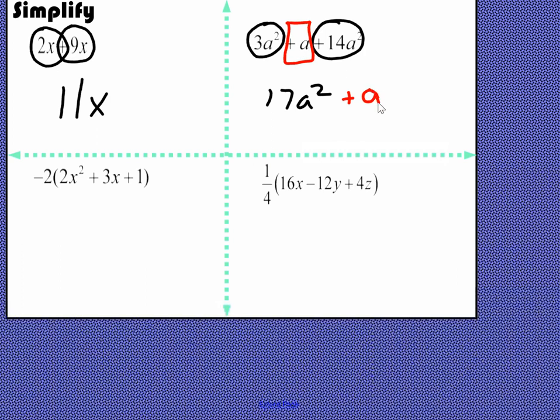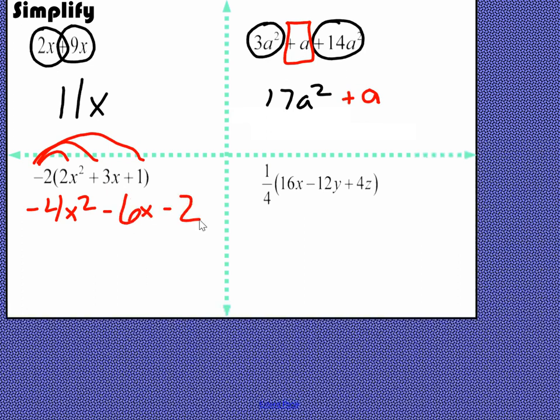Next up, I can use the distributive property here. So I have negative 4x squared minus 6x minus 2. That's just using the distributive property. None of those are like terms, so I cannot combine them at all. Next problem.